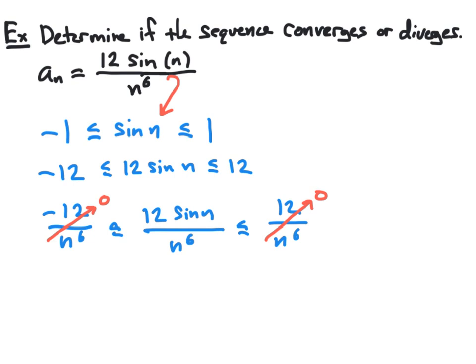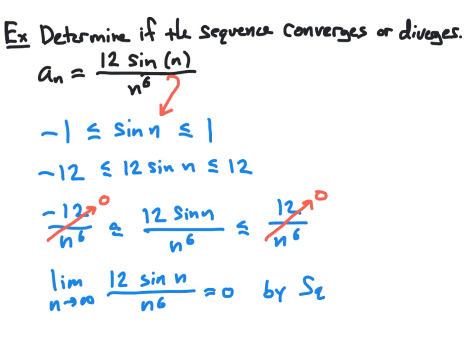And so here we have the exact setup we need for the Squeeze Theorem. We have our sequence a sub n sitting between 2 other sequences. Both of those other sequences converge to the same number L. In this case, that number is 0. And so the conclusion that we draw using the squeeze theorem is that the limit as n goes to infinity of 12 sine of n over n to the sixth must equal 0, and it's going to be by the squeeze theorem.